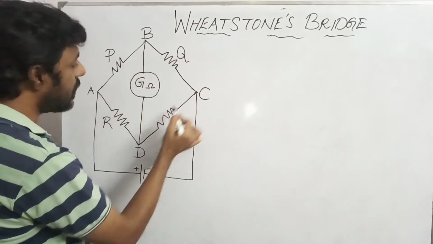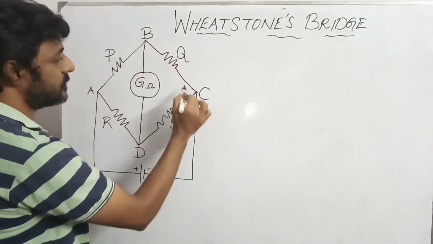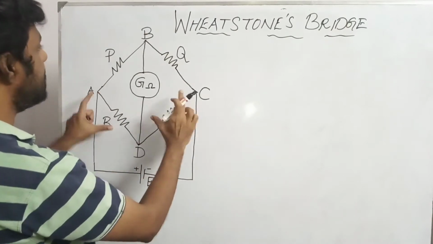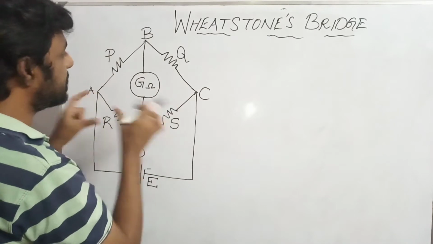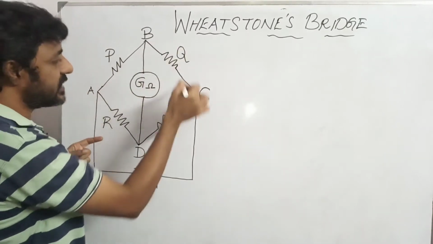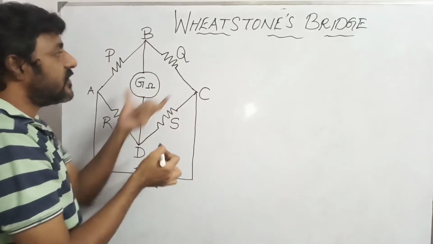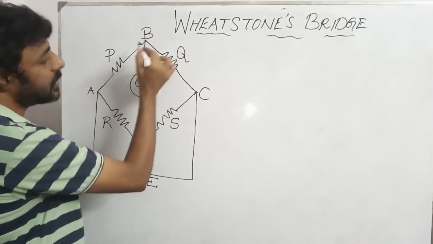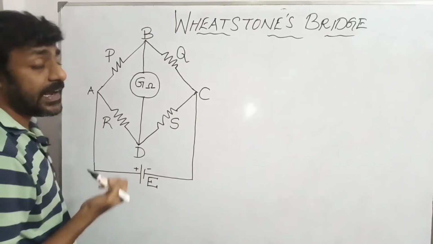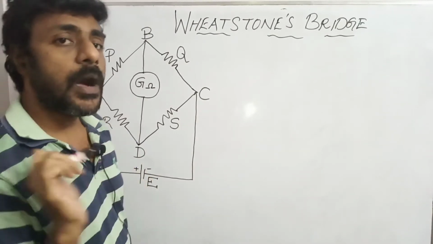These are all called resistor arms, because they have a resistor, they are carrying a resistor. So AB, BC, CD and AD are called resistor arms.